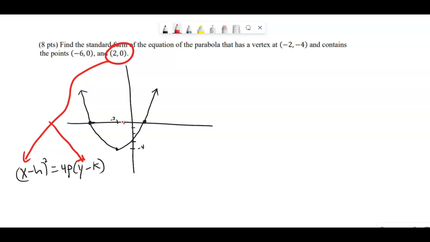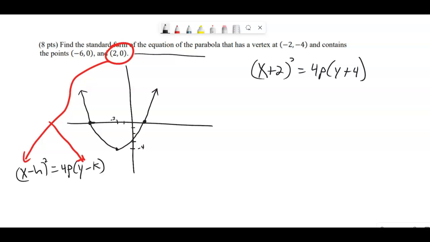The easiest thing to do is to take a point like this one and plug in, let's see, I'm getting a little bit ahead of myself. Let's go to the vertex. But anyway, we're going to plug in this point for the x and y. But before we do, let's get as much into this equation as we can. It'll be (x + 2) squared equals 4p times (y + 4). That's applying the vertex to the h and k.